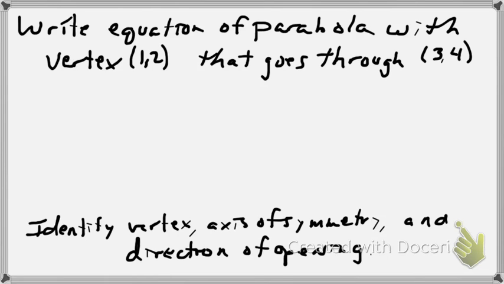Write the equation of a parabola with a vertex 1, 2 that goes through 3, 4. This is really the first new thing we're doing today. Everything we've done so far today is really review. Write an equation of a parabola with a vertex of 1, 2 that goes through 3, 4.